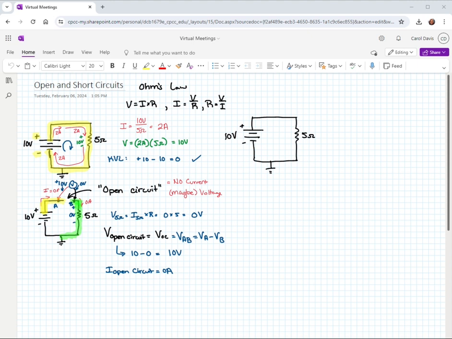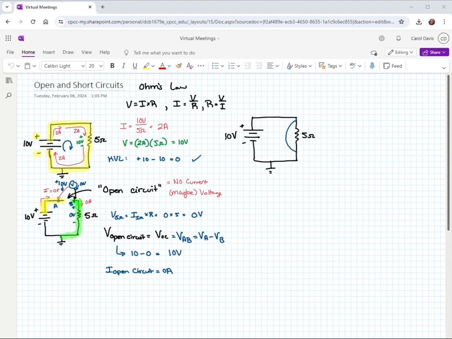So let's just say something happens and we somehow get a path for current around this 5 ohm resistor. And this could be like a stray wire that just connects two leads that you don't intend for it to do. This happens, or sometimes it could even be as simple as you have a component that malfunctions and the malfunction makes it look like a short circuit. That happens as well.